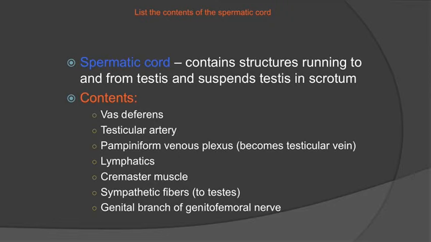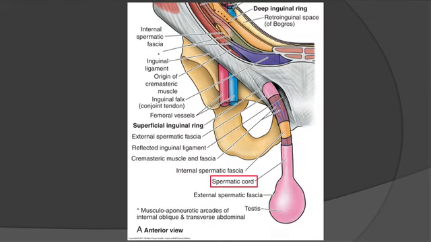You're going to find lymphatics for the testes and the sympathetic fibers to the testes, and then you're going to find the cremaster muscle. And this muscle controls the position of the testes within the scrotum, and that helps to closely regulate the temperature of the testes. And finally, you have the genital branch of the genitofemoral nerve. Again, we'll talk more about these nerves in a different lecture. So that's the contents of the spermatic cord. Again, here's another view of the spermatic cord, but also all those different layers of the inguinal canal that you can see passing through.